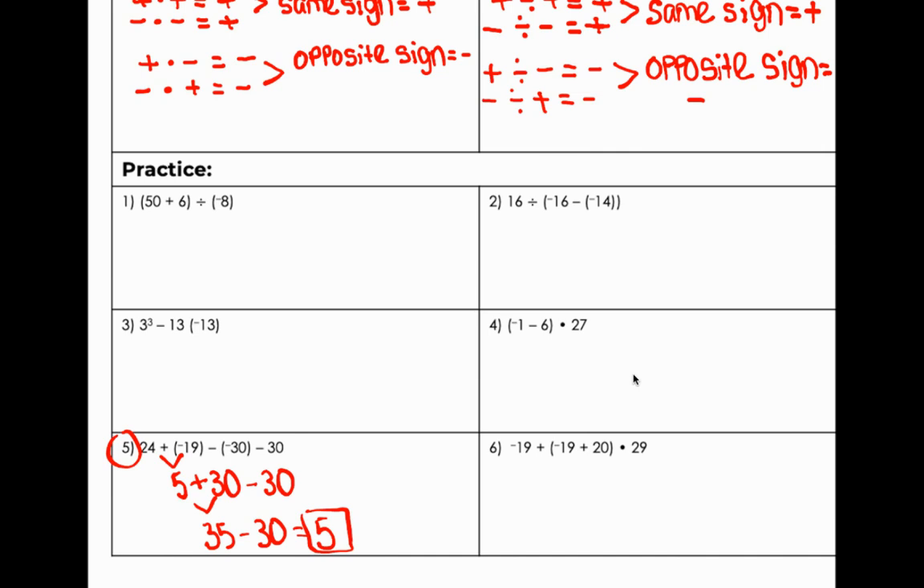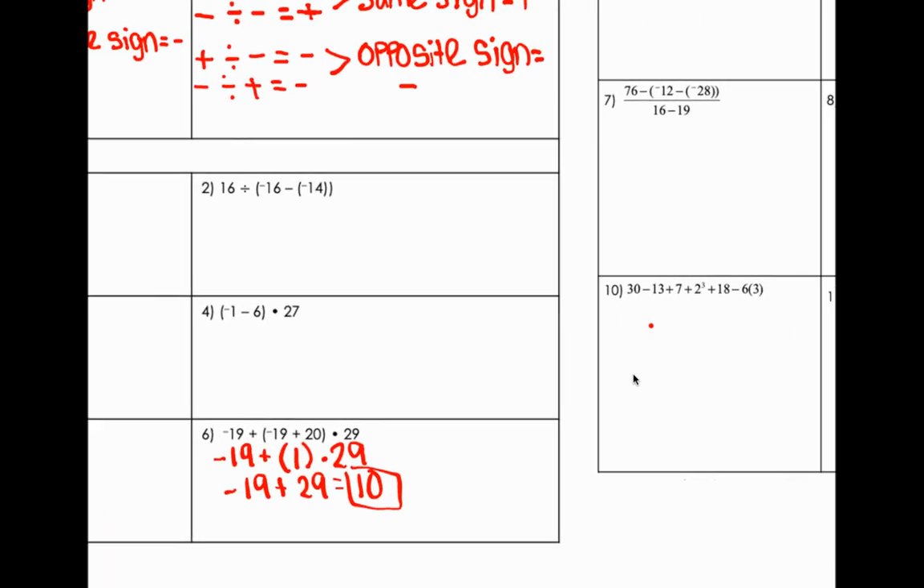Okay, let's also do number 6. So we do have parentheses, so we're going to start with that. So negative 19 plus 20 is positive 1 times 29. Okay, no exponents. We do have multiplication. So we're going to have negative 19 plus 29. And then if we add those together, that's going to be 10. So there's our answer there.